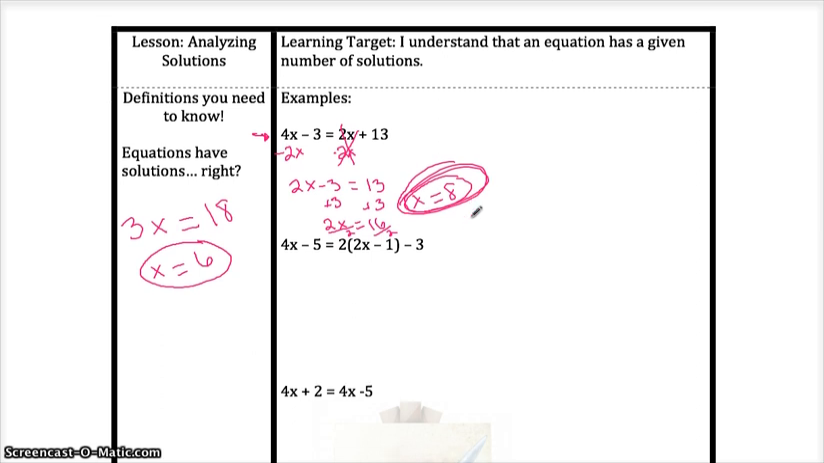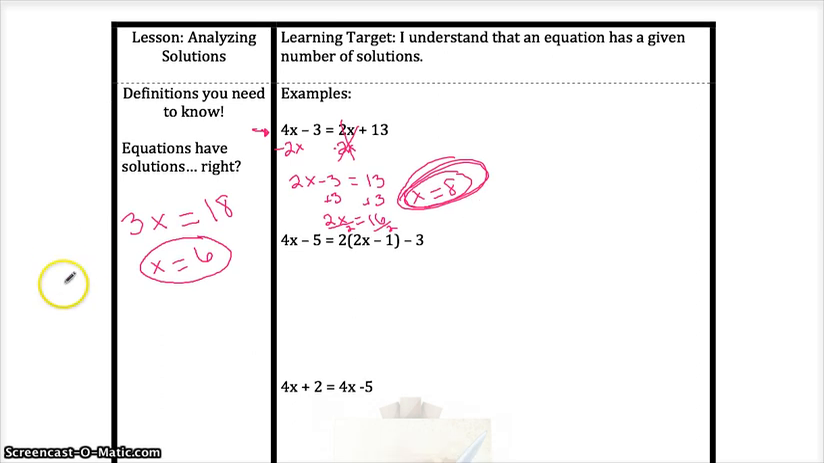Okay? So now let's do the next example together. This one has parentheses, so we need to distribute first. And let's distribute first. So we have 4x minus 5 on one side and equals 2 times 2x is 4x, and 2 times negative 1 is negative 2, minus 3. Okay, so now we have like terms that need to be combined. So negative 2 minus 3, we're going to add the opposite. Negative 2 plus negative 3 is negative 5.